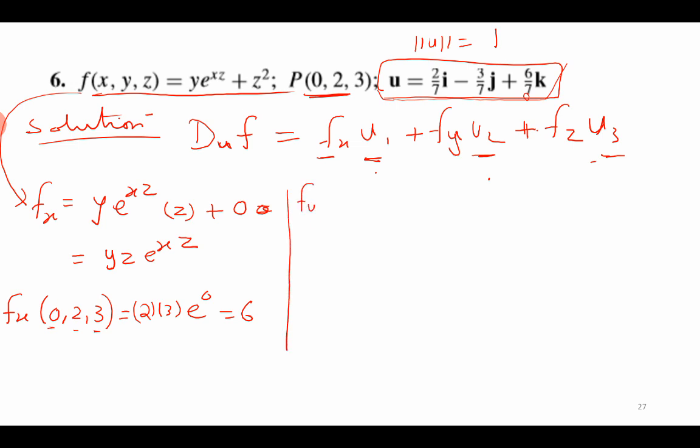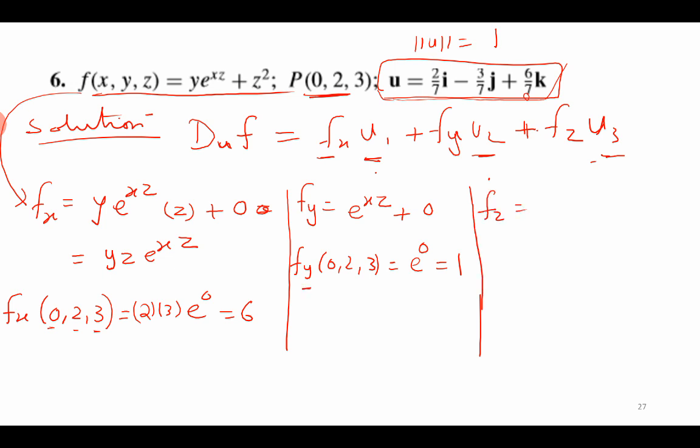Try for f_y. Differentiate the function with respect to y. When you differentiate the first term with respect to y, it will be e^(xz). In the exponent there is no y. Other terms are constant. The second term is 0. And substitute the value of f_y at the point (0, 2, 3). x is 0, so e power 0 is 1. That's done. We got f_x, we got f_y, and finally f_z.